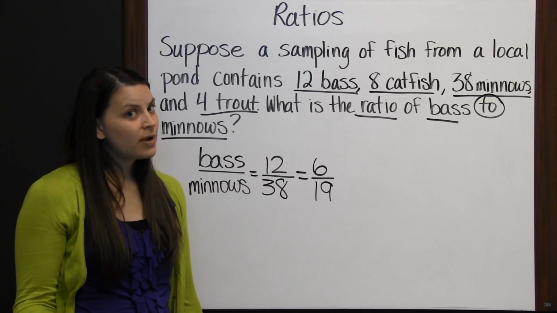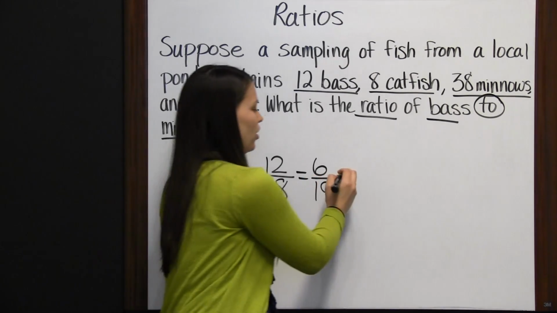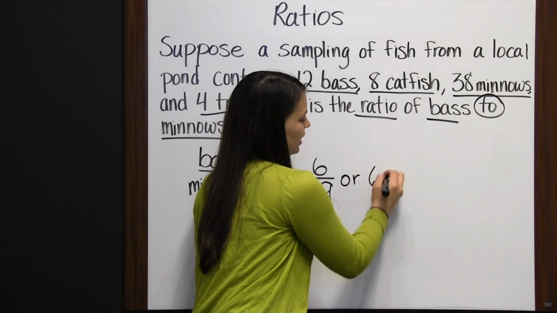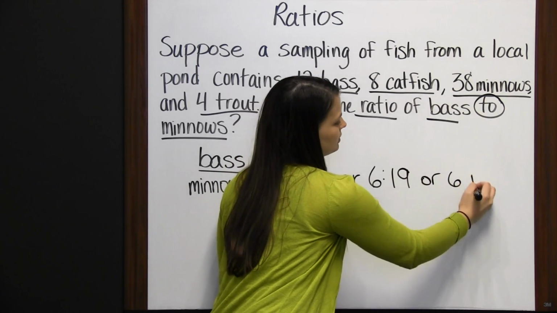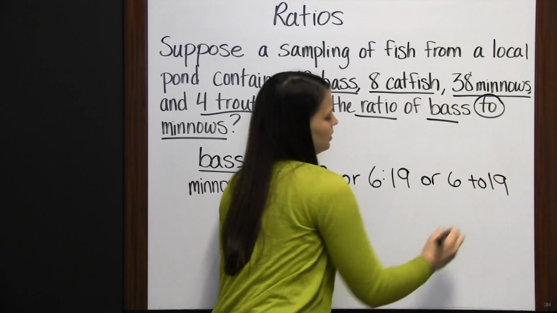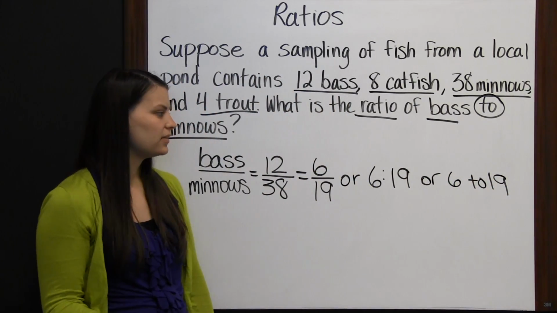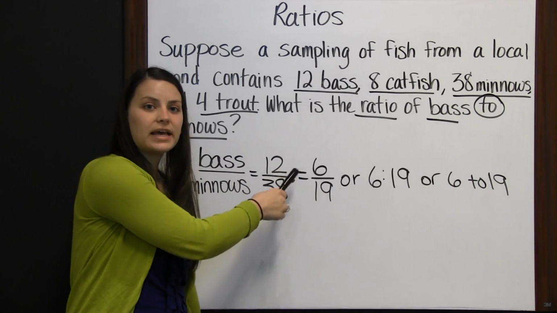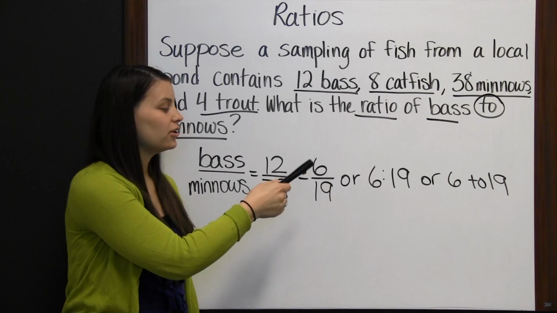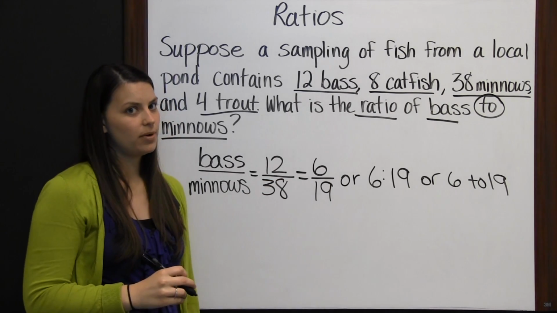But that's not the only way we can write a ratio. We could also write it as 6 to 19, or as 6 to 19. And these all mean the same thing, and they all give you the same information, that for every 6 bass in the pond, there are 19 minnows in your pond.